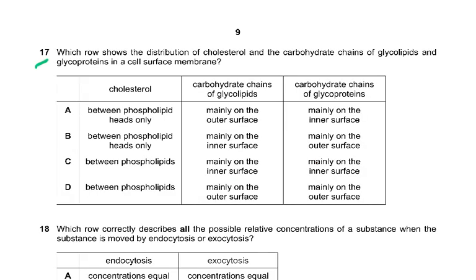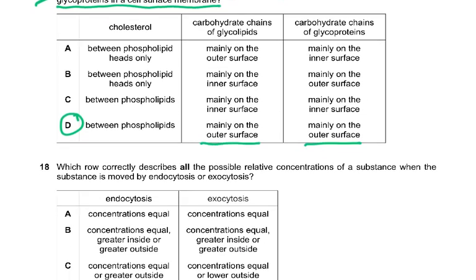Now question number 17: which row shows the distribution of cholesterol and the carbohydrate chains of glycolipids and glycoproteins in a cell membrane? Now as everybody knows, glycolipids and glycoproteins are on the outer surface and the cholesterol is between the phospholipids. So the answer has to be D. There couldn't be any ambiguity about it. Glycolipids and glycoproteins are always on the outside. So why would anybody get this question wrong? I don't understand. I mean, that's my little understanding.